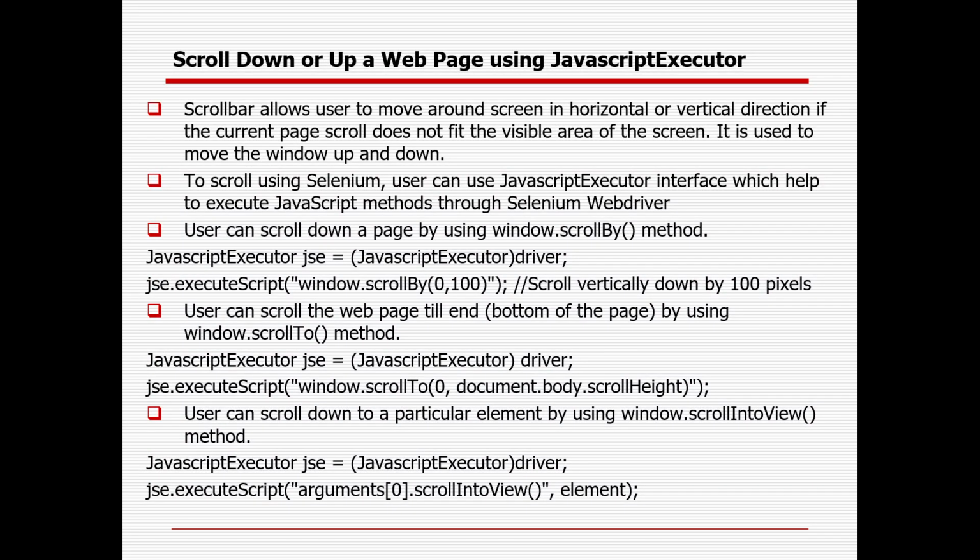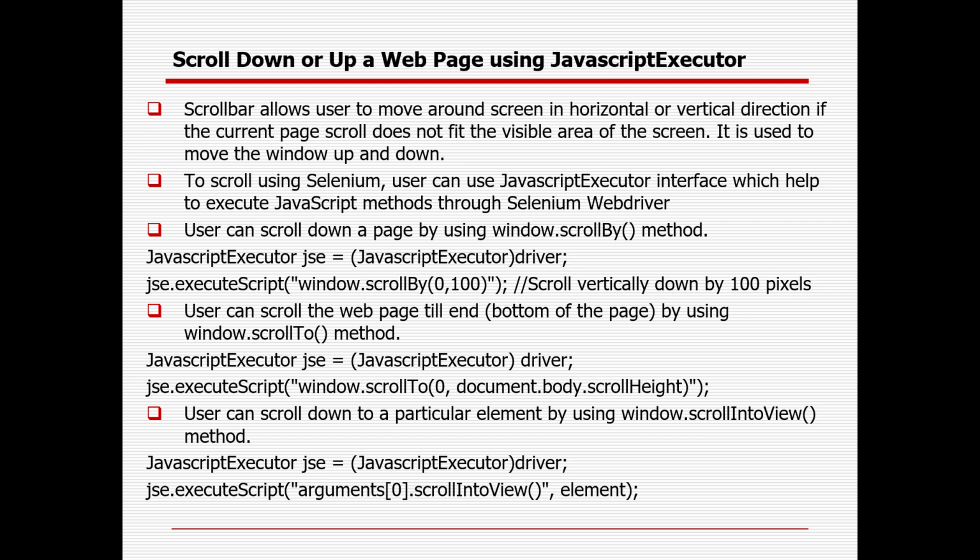Now, first let's see the way we can scroll down or scroll up a web page using JavaScript Executor. Sometimes a scroll bar will be there in the page. Sometimes, whenever a page is loading, we will not be able to see the full page. So from left to right, right to left, top to bottom, bottom to top, we need to scroll the page. There might be a scroll bar available.